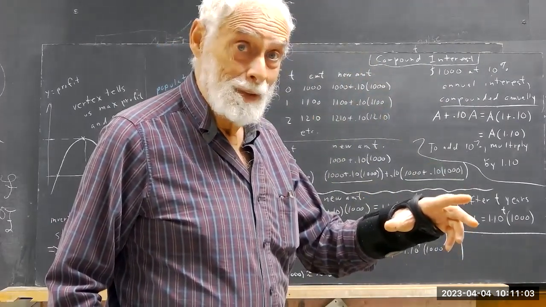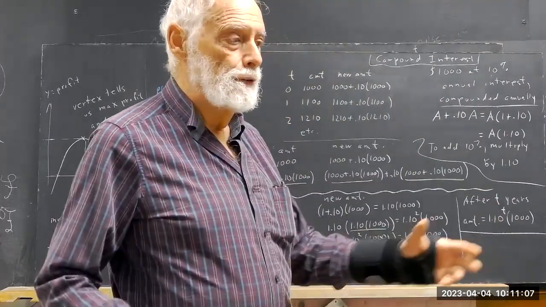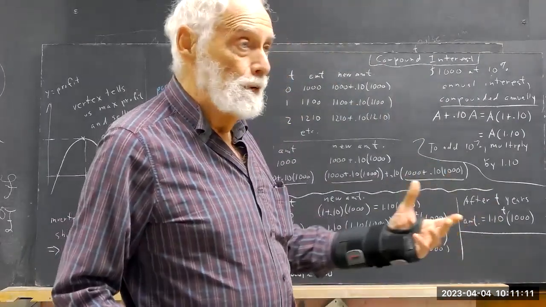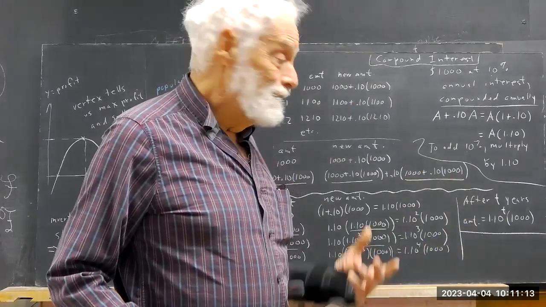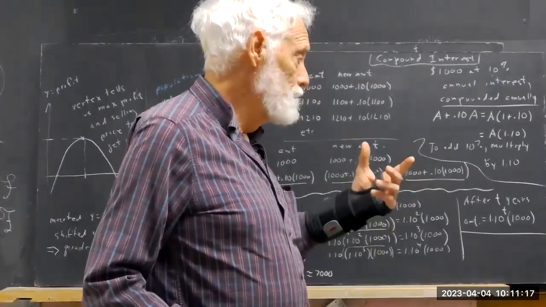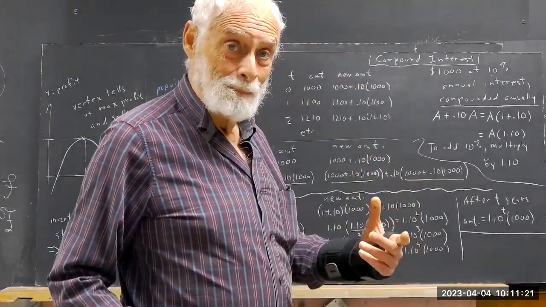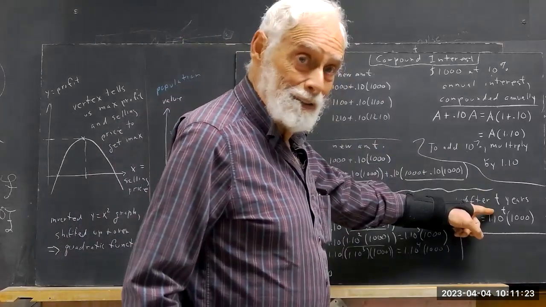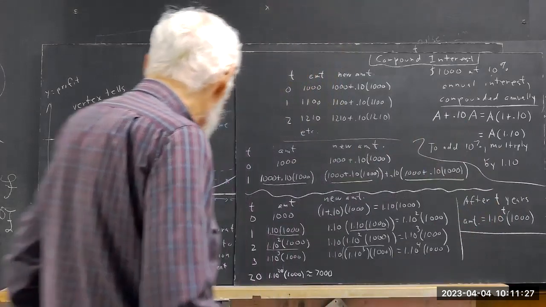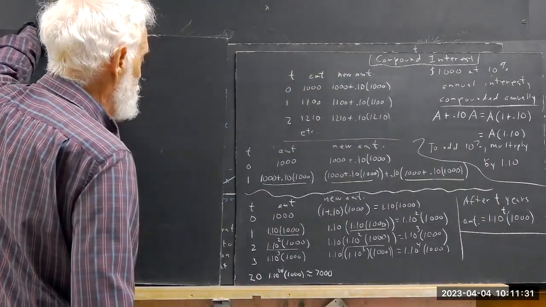So T usually we think of as a continuous variable, it could be 4.78 years or 9.32 years. That's not really rigorously possible unless we have continuous interest. This only kicks in on whole numbers of years. So the point is we want to move toward continuous interest.